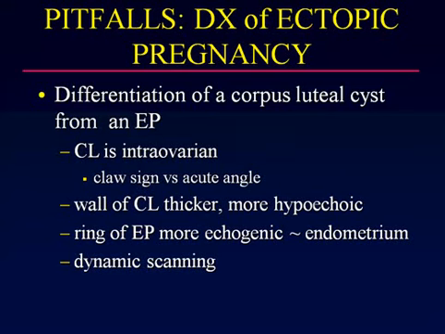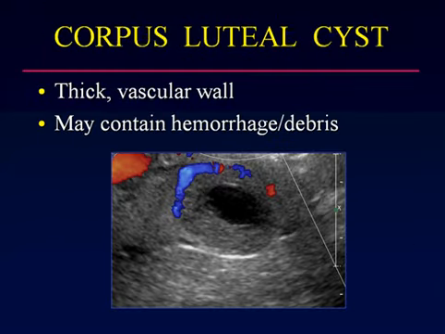And the last thing that you can try and do is dynamic scanning, namely to try with your hand pushing on the anterior abdominal wall, try to separate the two structures. And if you can separate them, you know that you're dealing with an ectopic pregnancy and not a corpus luteal cyst, because the corpus luteal cyst, of course, is part of the ovary and therefore will not be separable from it. So here are some examples of the typical appearance of a corpus luteal cyst.